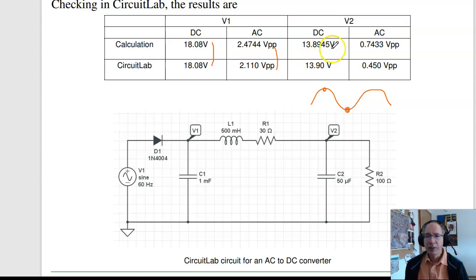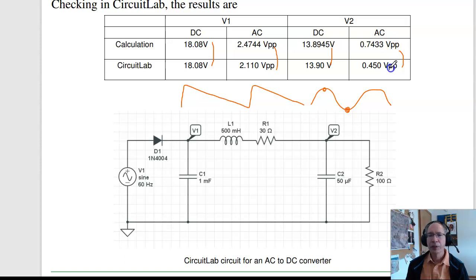At V2, the DC voltage matches up. The AC voltage is off a little bit more. Again, the reason the AC is off a little bit more is because I assumed that this waveform consists entirely of the first harmonic, 60 Hertz, nothing at the second, third, and fourth harmonic. That's not exactly true. So likewise, the answer isn't exactly right. It's close, but not quite.